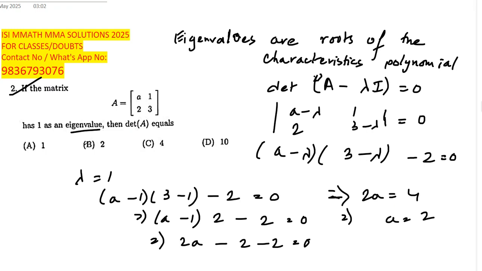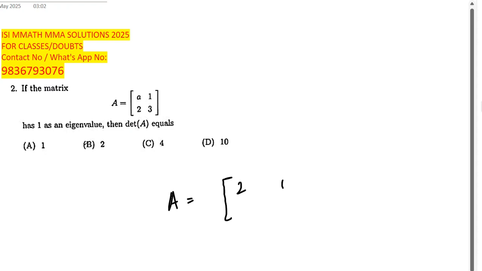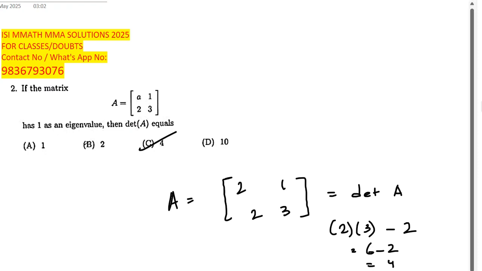Now we have to use the value of A to find the determinant of A. So the matrix becomes A equals 2, 1, 2, 3. So the determinant of A is 2 times 3 minus 2, that is 6 minus 2, so that is 4. So my correct answer is option 4.